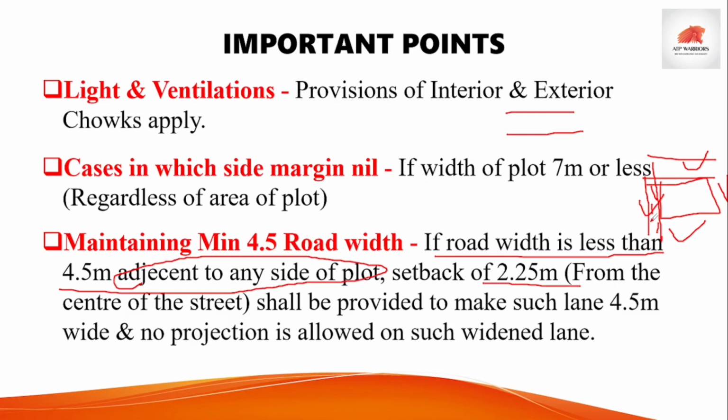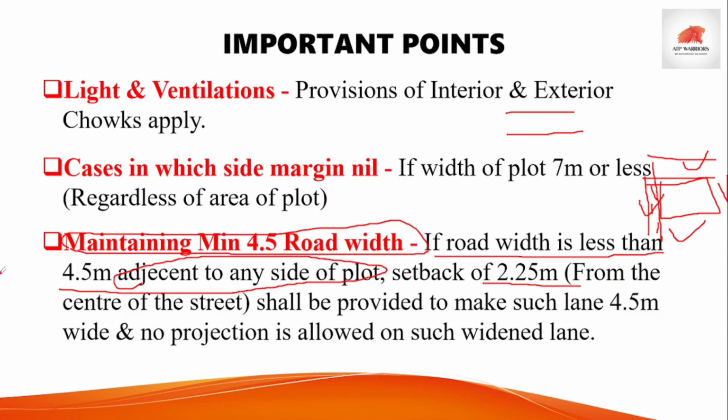In all other cases, we are not saying that we should keep the front marginal distance from the center of the road. In that case, we are taking it from the boundaries of our plot, and in this particular provision, we are keeping it from the center of the street. Why are we keeping this from the center of the street? So that we can maintain the minimum 4.5 meter road width over here, okay.